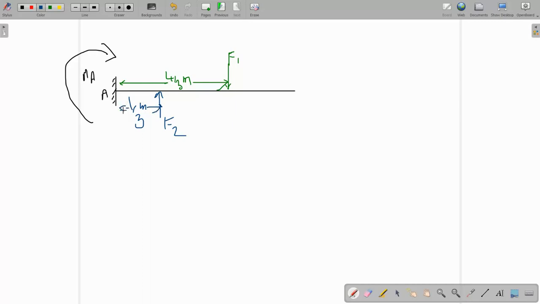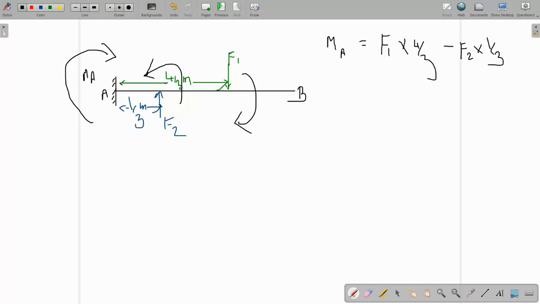Just use the moment equation. We will find out the moment about A. The moment about point A is given by F1 into the perpendicular distance 4 by 3 meter, and this will turn the beam AB in the clockwise direction like this. So we will take it as positive, as I already mentioned in the sign convention. Minus F2 force into perpendicular distance 1 by 3. Why have I taken minus? Because this force tends to bend the beam in the anti-clockwise direction, so we have taken the minus sign.